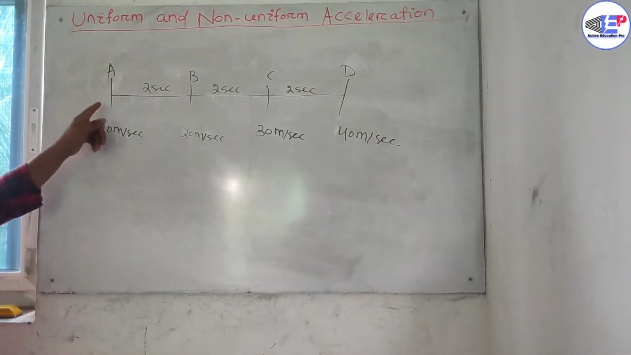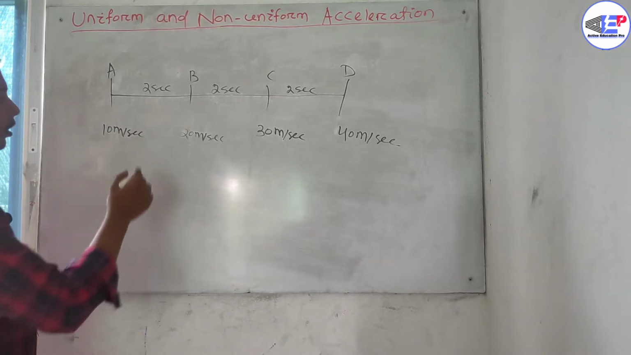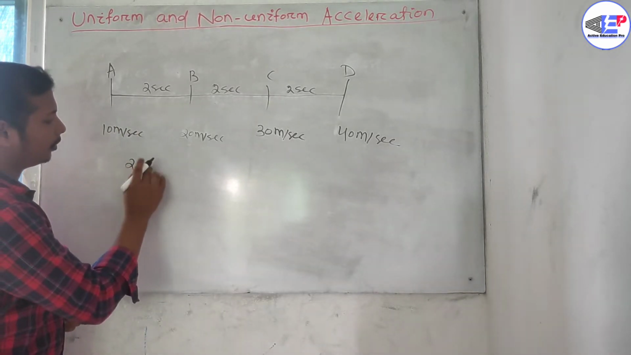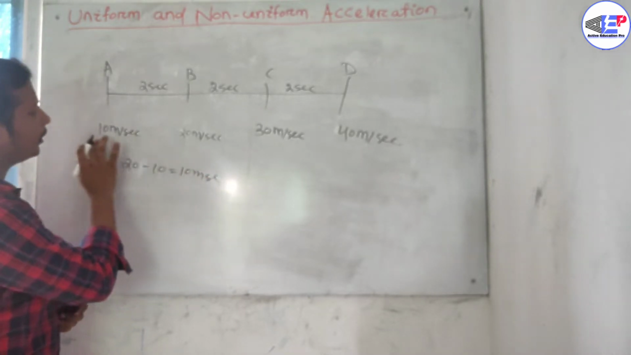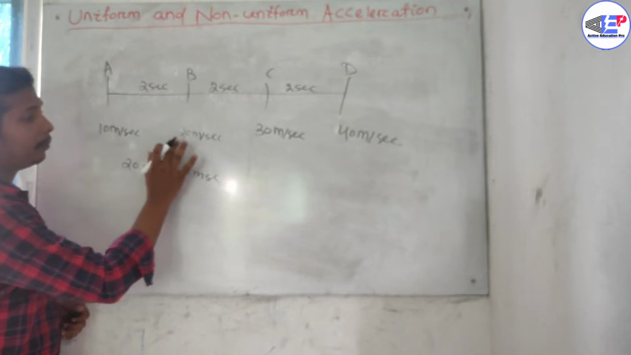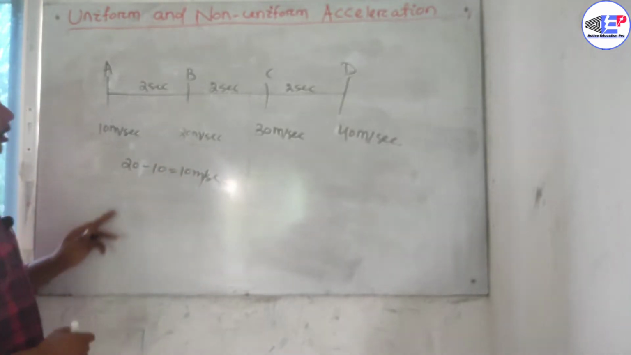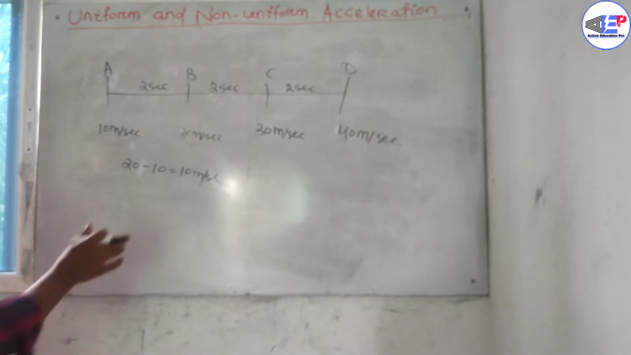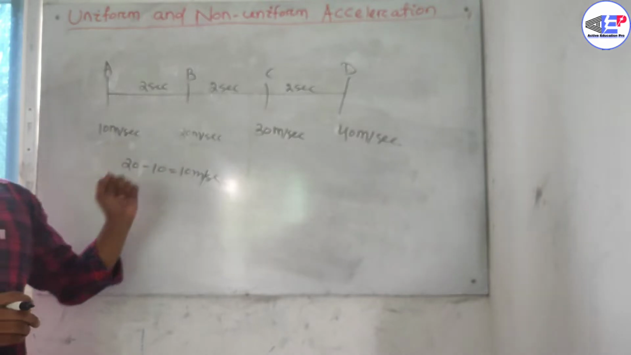So in section AB, the change in velocity is 10 meter per second. As here its initial velocity is 10 meter per second and final velocity is 20 meter per second, its change in velocity is 10 meter per second. It takes 2 seconds for changing its velocity from 10 meter per second to 20 meter per second.